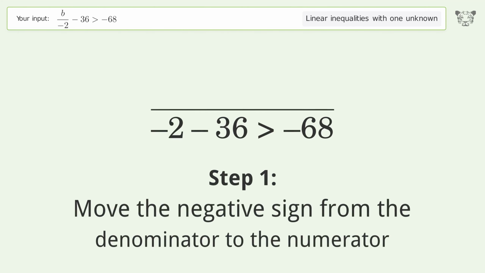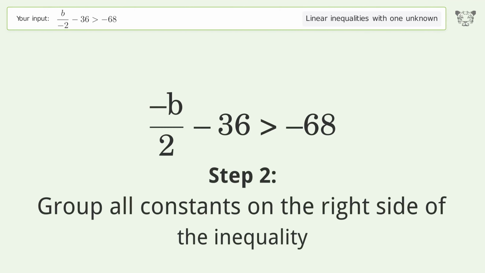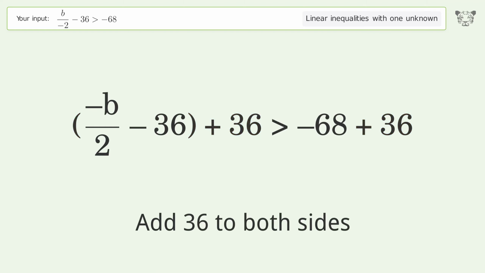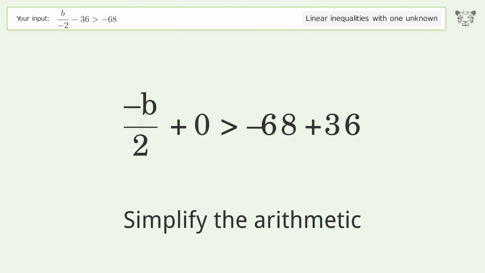Move the negative sign from the denominator to the numerator. Group all constants on the right side of the inequality. Add 36 to both sides. Simplify the arithmetic.